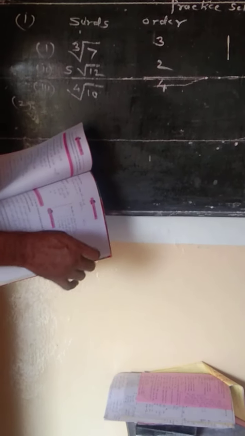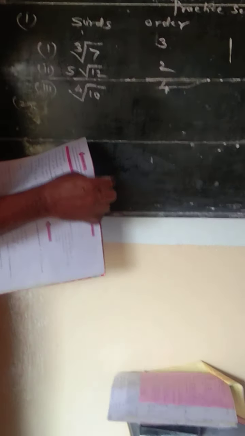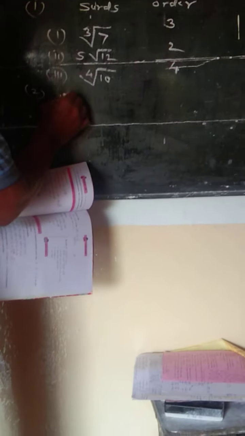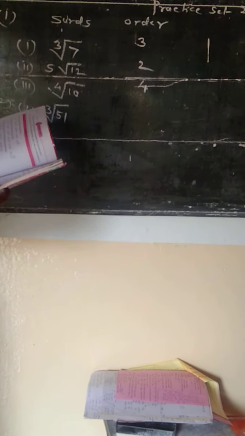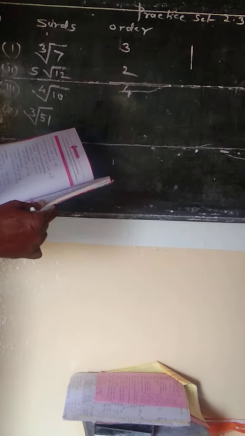State which of the following are surds. Second question, cube root 51. This number is a surd or not. So here, how to start? Is it a surd or not? Here the order 3 is a natural number.